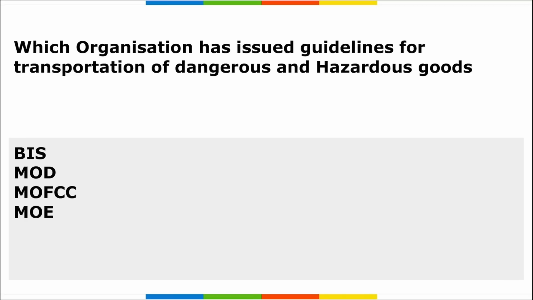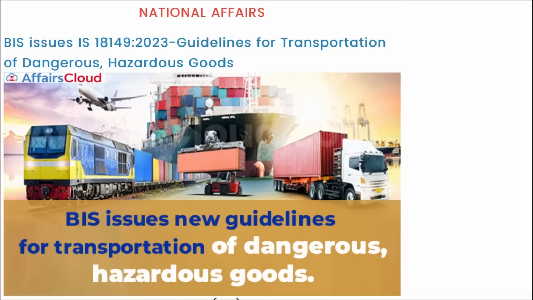Let's start. First is, which organization has issued guidelines for the transportation of dangerous and hazardous goods? First of all, tell me, who has issued these guidelines for transportation of dangerous and hazardous goods? So the correct option here is BIS, that is your Bureau of Indian Standards. Here you can see BIS has issued IS 18149 2023 guidelines for the transportation of dangerous and hazardous goods. Alright, this notification was issued by the Ministry of Consumer Affairs and Food and Public Distribution.